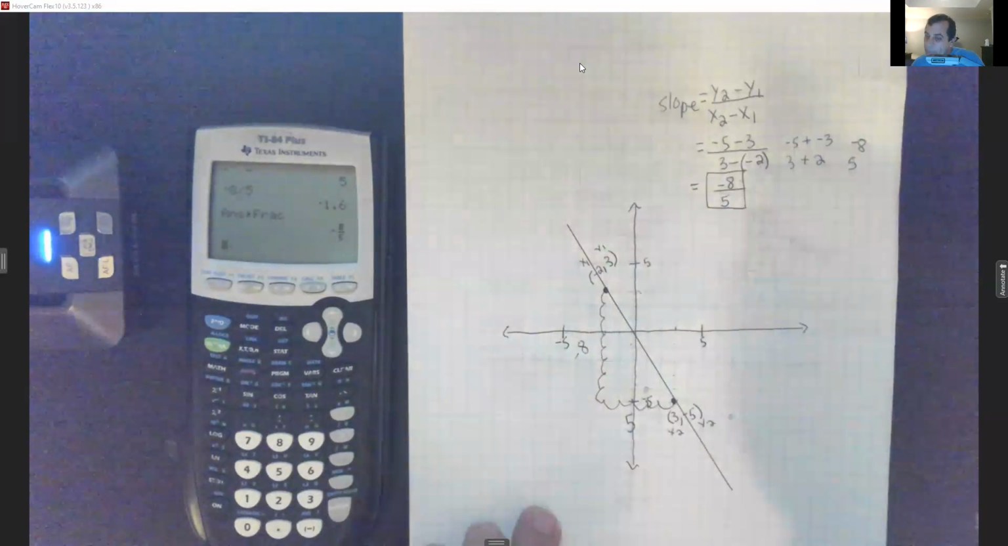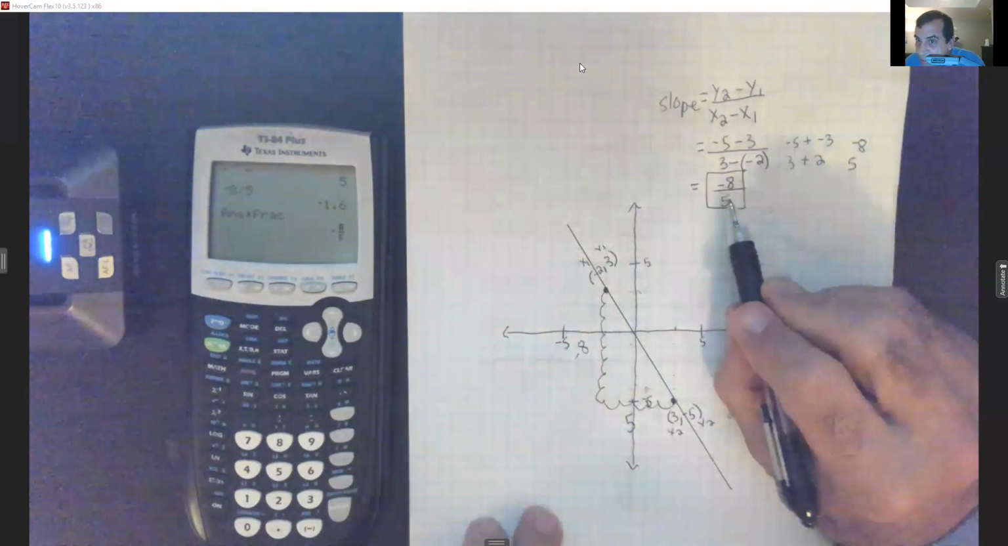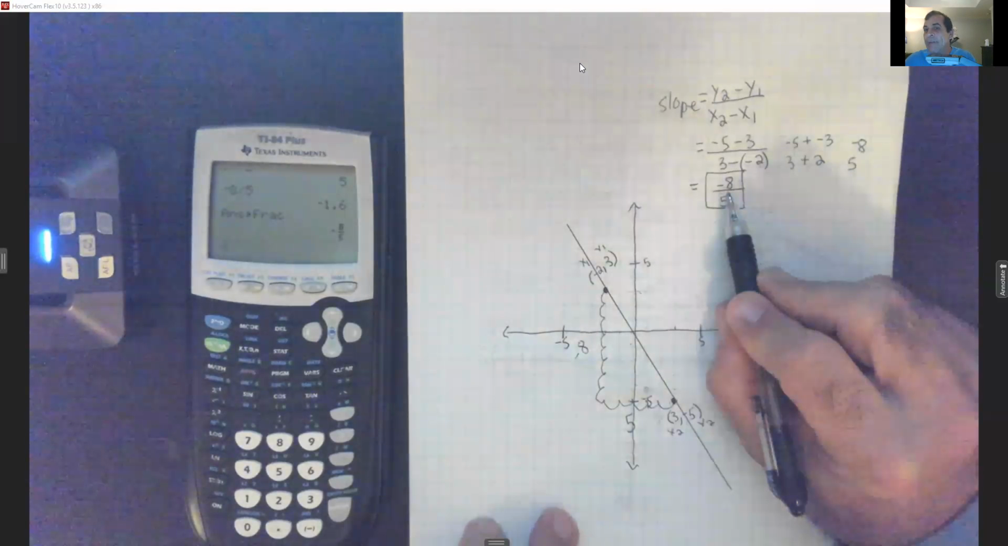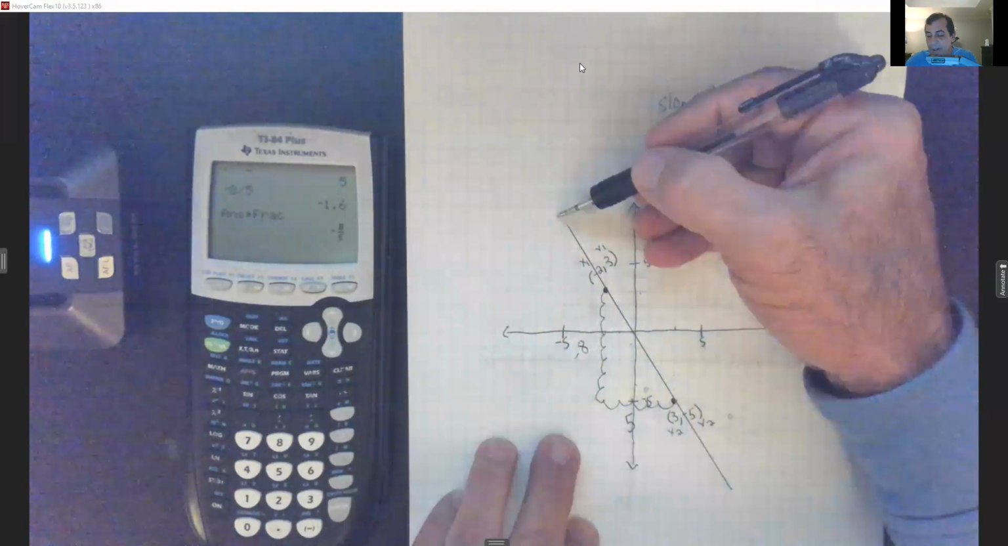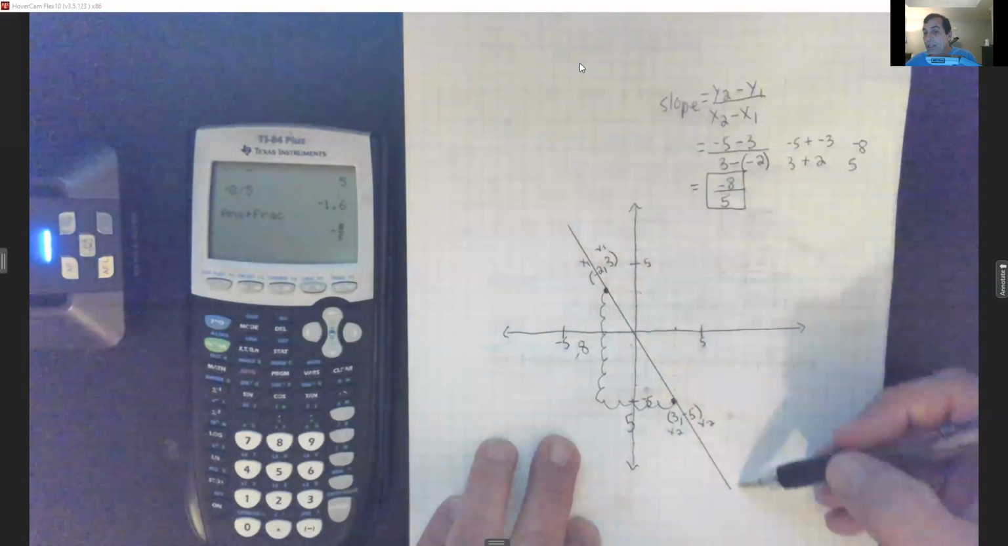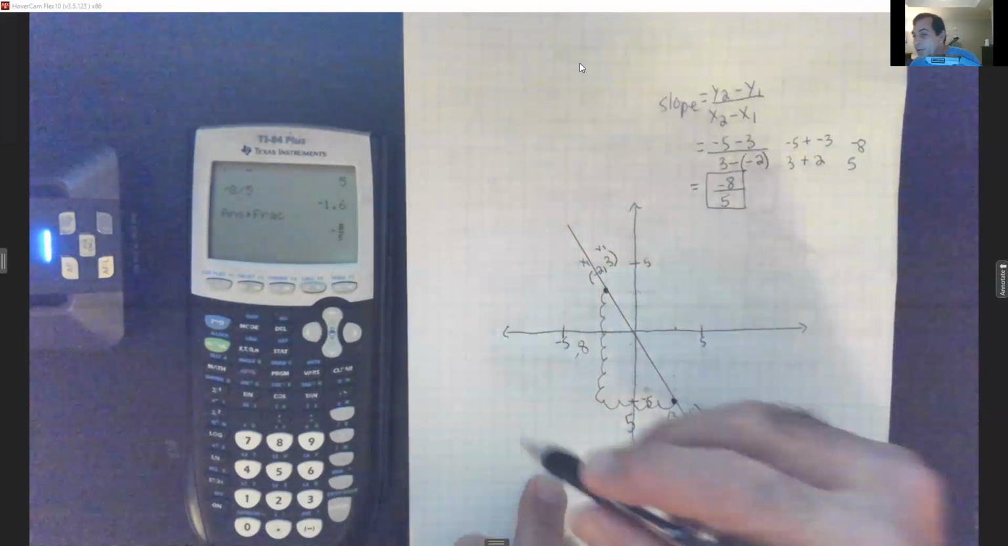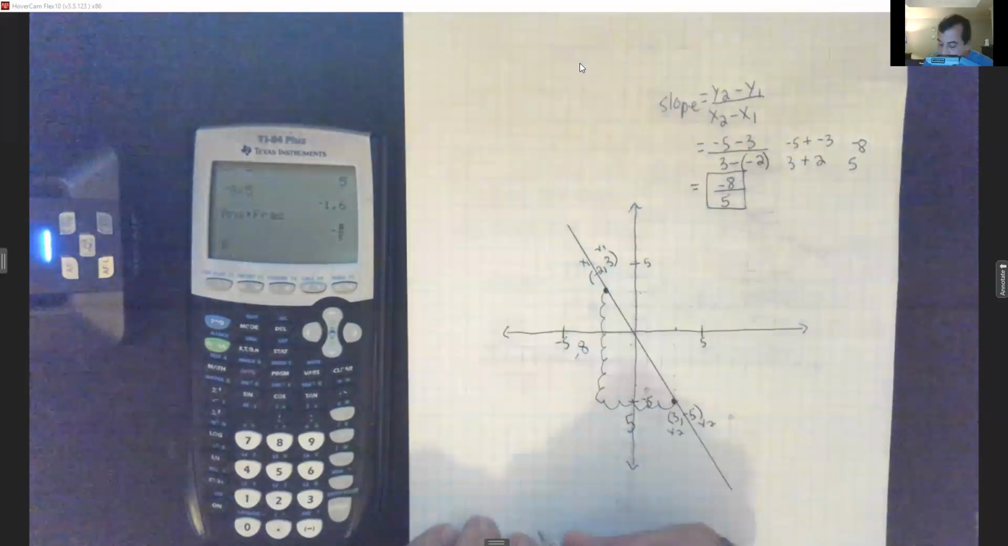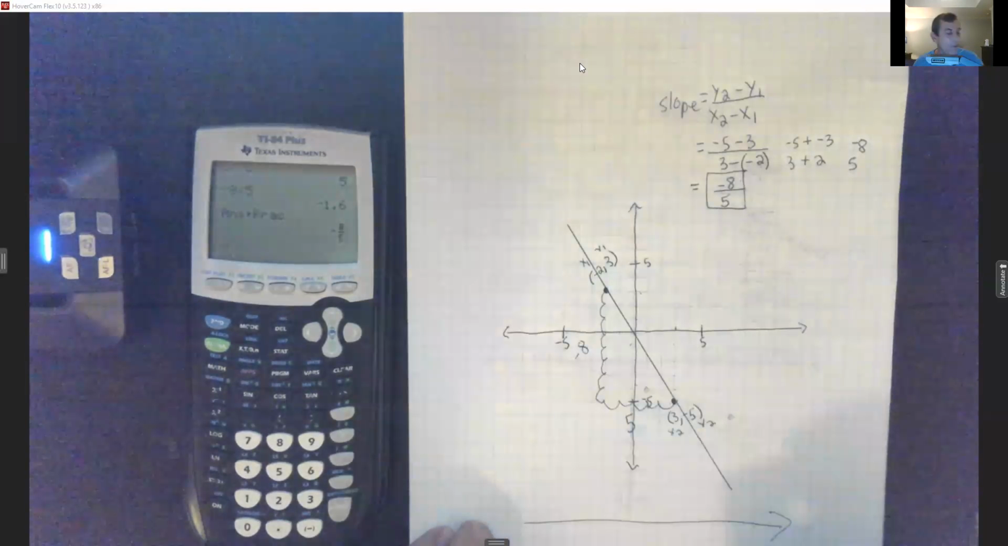Now notice this one. That's a negative slope. Anytime the slope is negative, your line is going to go downhill from the left to the right. Always read your graphs left to right, okay?